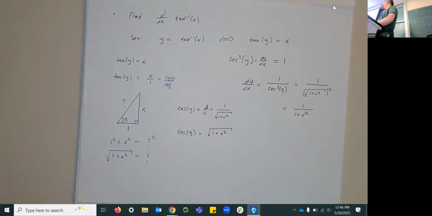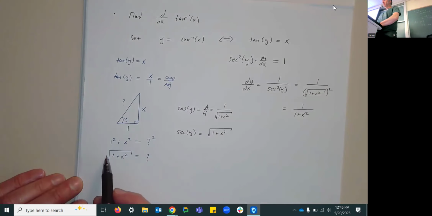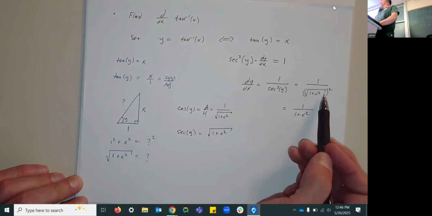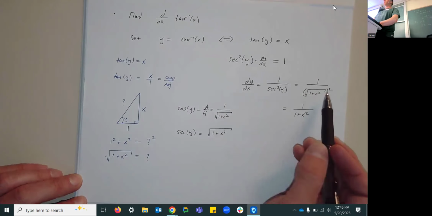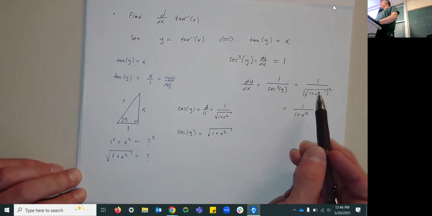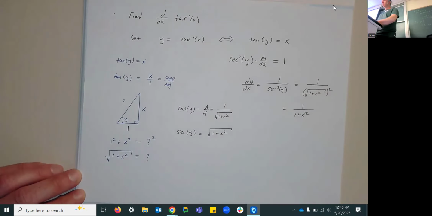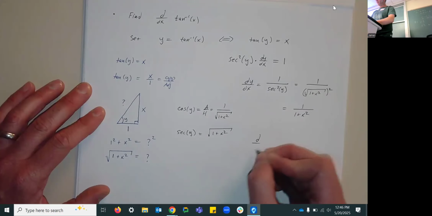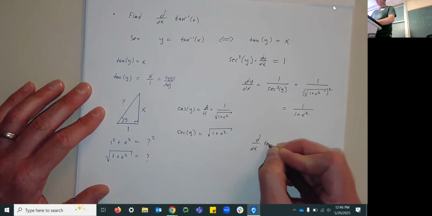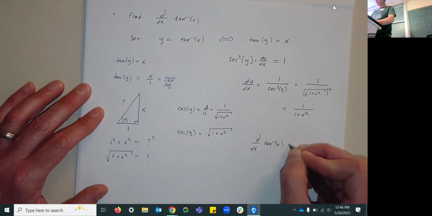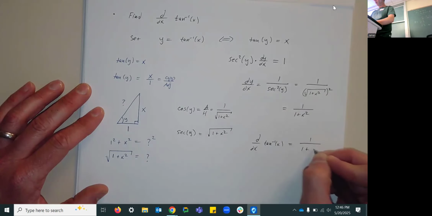And the reason we didn't have to worry about the plus or minus is because if there's a plus or minus there, if you square it, it's going to get rid of the plus or minus anyway. A positive thing squared is positive, a negative thing squared is positive. So either way you slice it, the derivative of the inverse tangent of x is equal to 1 over 1 plus x squared.